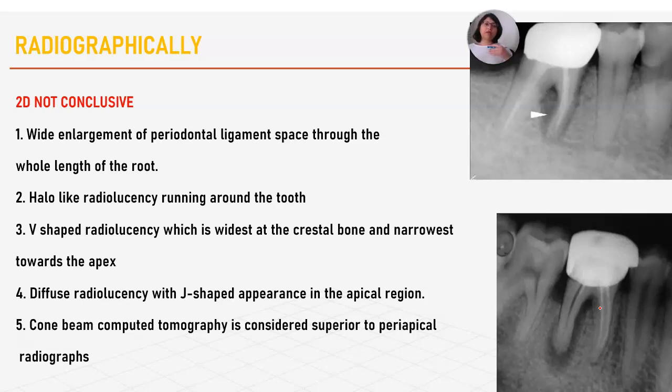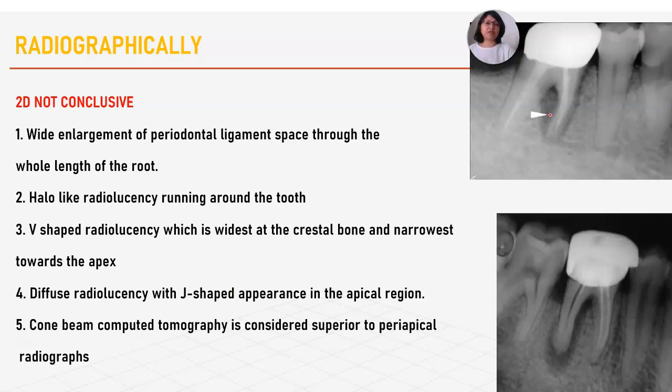Radiographically, now I'm guessing we all know that 2D is not very conclusive to determine a fractured tooth. In a radiograph, you cannot get it because for the crack line, you have to have the orientation of the X-ray in such a way to actually see it. So there is no conclusive way, but there are certain things that can point towards it, like wide enlargement of the PDL space to the whole length of the root.